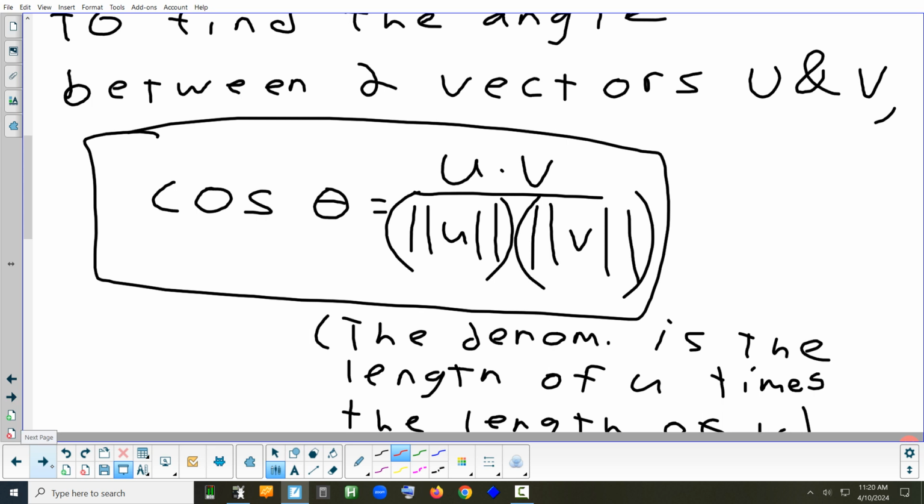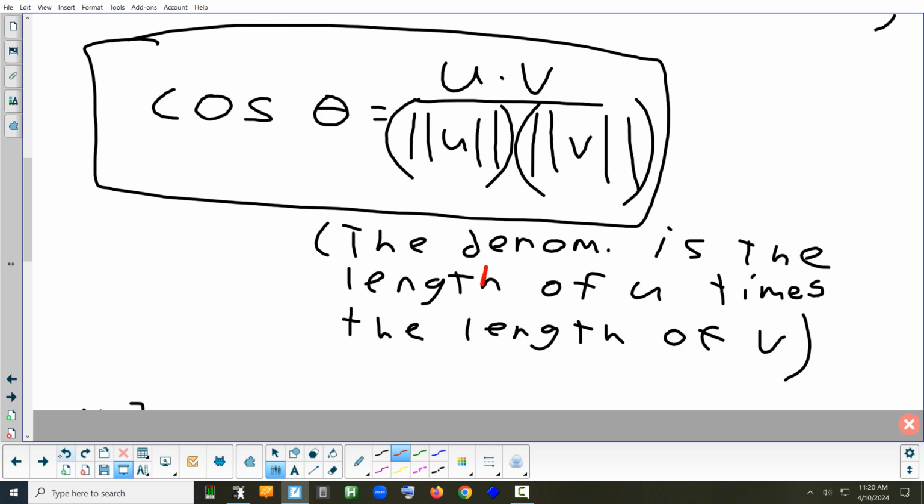Just in case you don't remember, the symbols on the bottom mean magnitude. So the denominator is the length of u times the length of v. In the end, we're going to be trying to get the cosine by itself, or get the theta by itself by getting rid of cosine. How do you get rid of cosine and get theta by itself? Inverse cosine. So this is going to use the inverse cosine at the very end, just like we would do if we were doing law of cosines and solving for the angle. But this is a lot faster than using law of cosines.